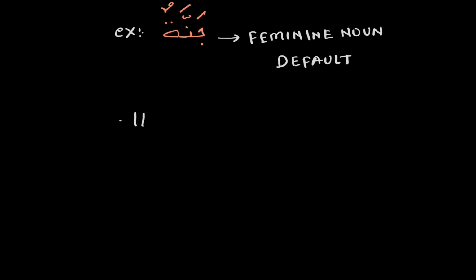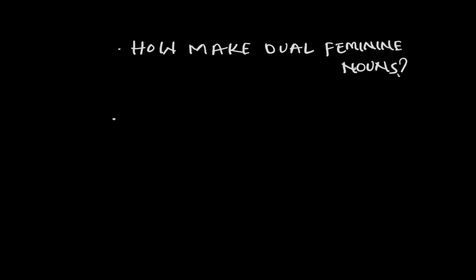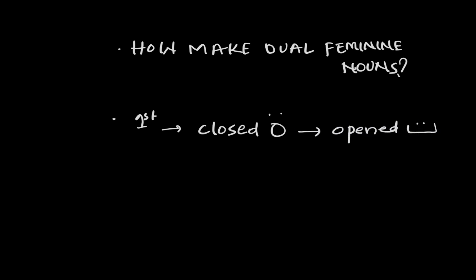Now let us learn how to make dual feminine nouns. Here in the first step, the closed ta, that is the ta marbutatu, should be opened into an open ta, and later on alif noon should be added at the end of the noun.